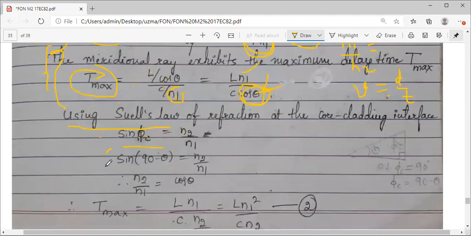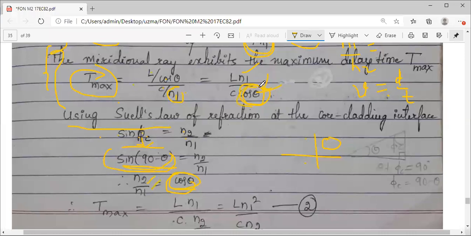So substituting the critical angle value in terms of theta, sine of 90 minus theta is n2 by n1. Whenever the 90 term comes, the sine gets converted to cos and vice versa. So I have changed this to cos theta, and if you see ASTC in the first quadrant, all are positive. So cos theta is equal to n2 by n1, from the figure in the triangle.